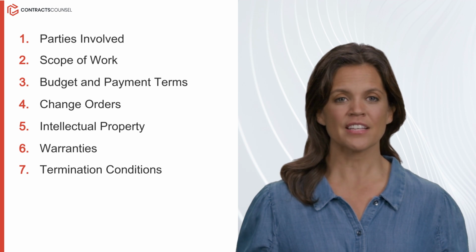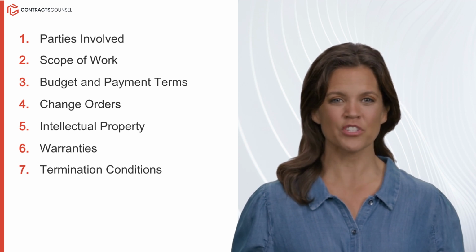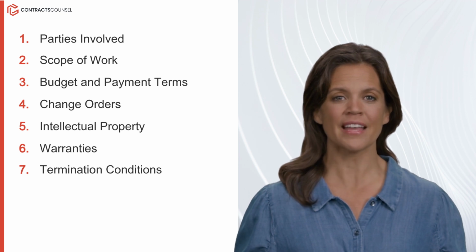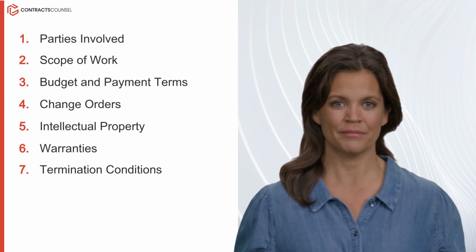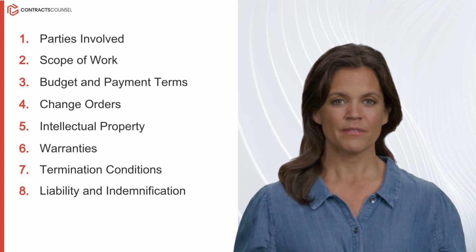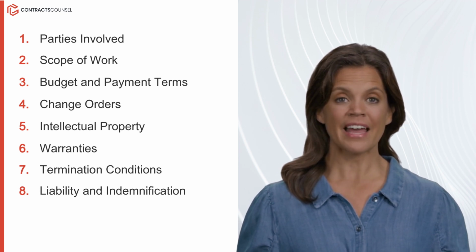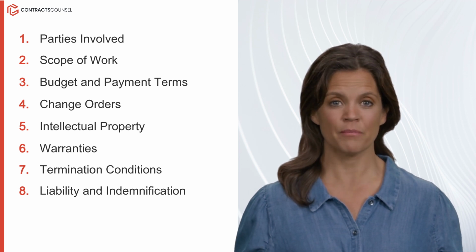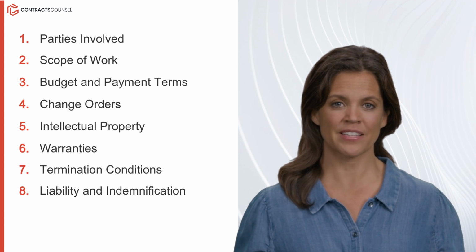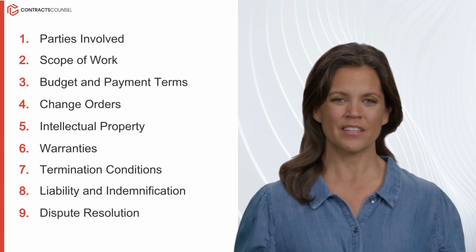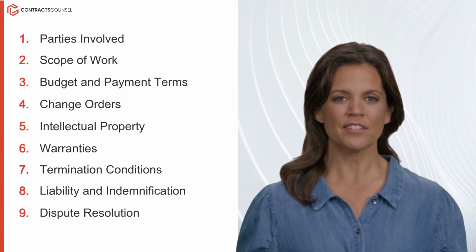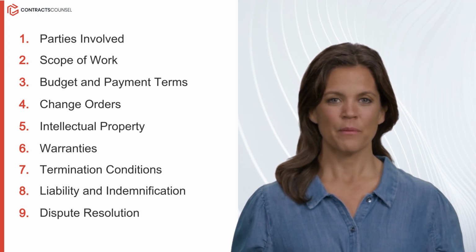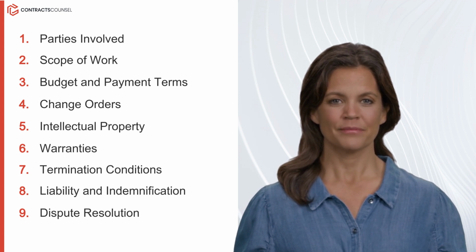6. Warranties. Ensure the agreement specifies any warranties provided by the contractor regarding the quality and durability of the work. 7. Termination conditions. Review the conditions under which the agreement can be terminated by either party, including any notice periods and penalties for early termination. 8. Liability and indemnification. Check the liability and indemnification clauses to understand each party's responsibilities and protections in case of losses or damages. And 9. Dispute resolution. Review the methods for resolving disputes related to the agreement, such as mediation, arbitration, or court litigation.